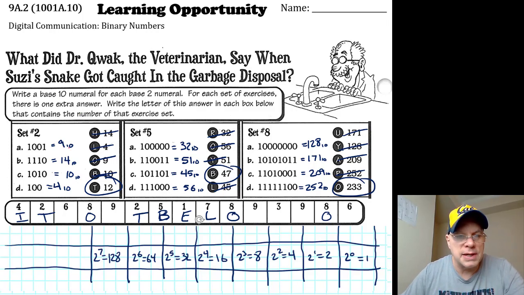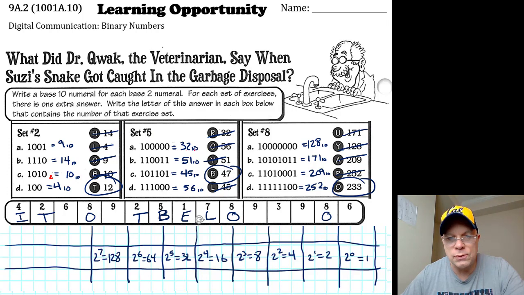2a is 9 in base 10. 2b is 14 in base 10. 2c is 10 in base 10. It's kind of funny, 10 in binary is 10 in base 10. 2d is 4 in base 10. And that just leaves us with a t, so I put a t under these. There's a couple different 2's.